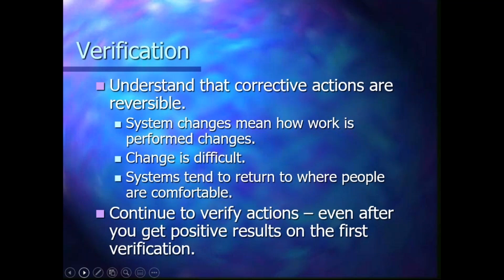When you're going through your verification, understand that corrective actions are meant to be irreversible, but system changes mean that how work is being performed changes, and change is difficult. Systems tend to return to where people feel comfortable. So for this reason, many corrective actions, although meant to be irreversible, are in fact reversible. So you should continue your verification activities even if you get positive results on the first verification. Data suggests that you may need to do 18 months of verification to ensure that the corrective actions are truly working. We've truly changed the system and the way work is performed, and people aren't returning to where they feel comfortable.